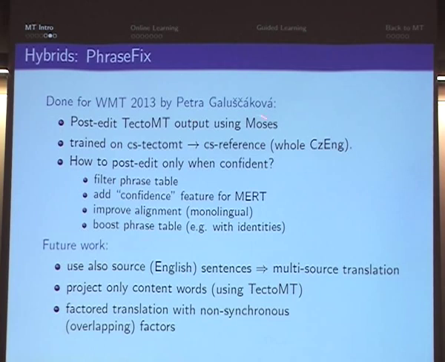So it means that the Moses is trained on a parallel corpus, where one language is a pseudo-Czech. It's the Czech as TectoMT outputs it, and the other language is the correct Czech reference translation. So the whole Czech corpus was translated with TectoMT, and Moses was trained on the output.